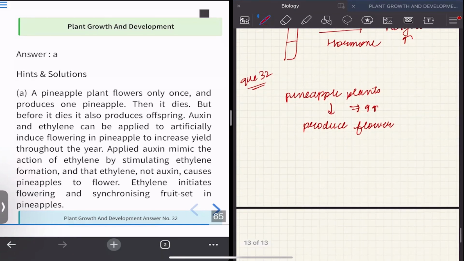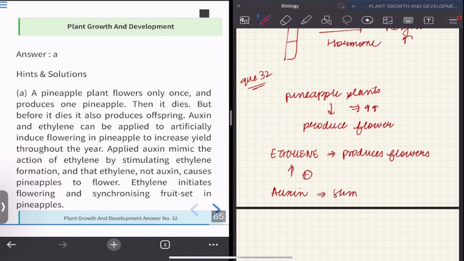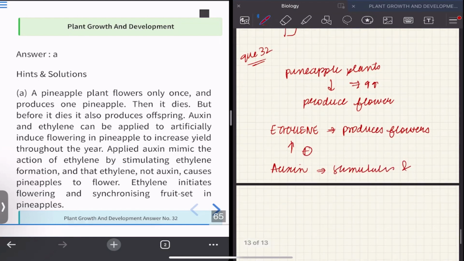So, what is the hormone that is responsible for flowering? It is actually ethylene. It produces flowers. But in order to increase the amount of ethylene, we are giving auxin because auxin stimulates and increases ethylene formation.